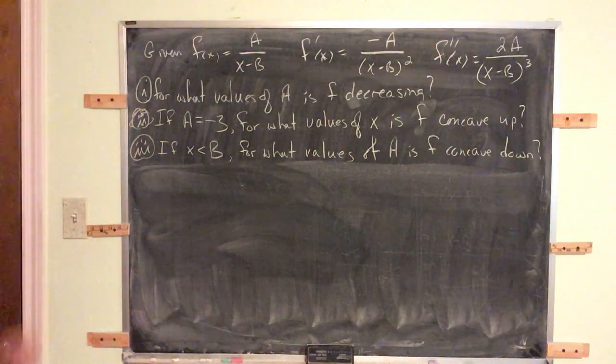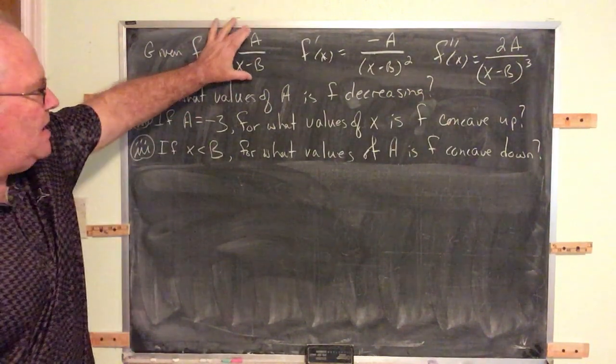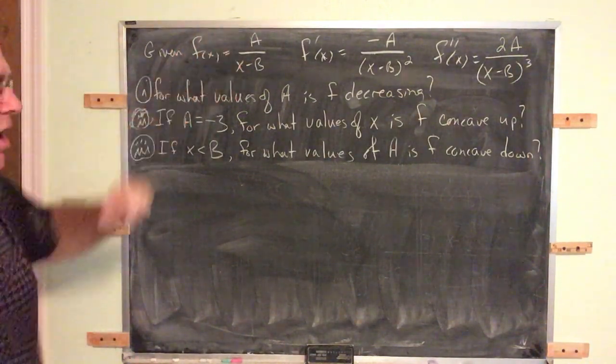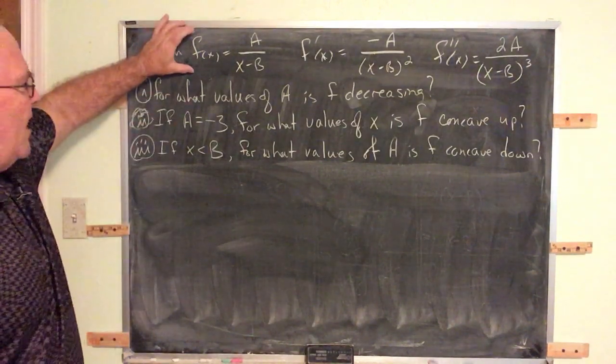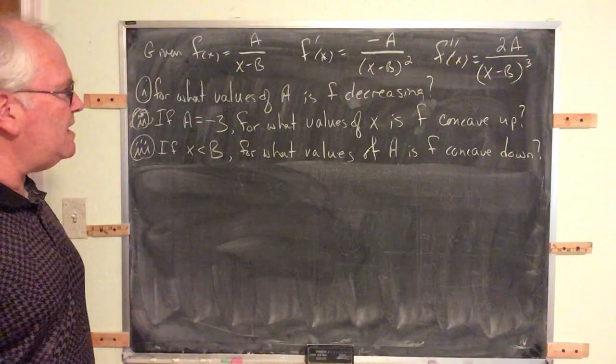Our next excursion into this problem type is we have the function f of x is equal to a over x minus b. A and b are constants, they're just not known. We need to find those values of a and b. So f of x is a over x minus b.